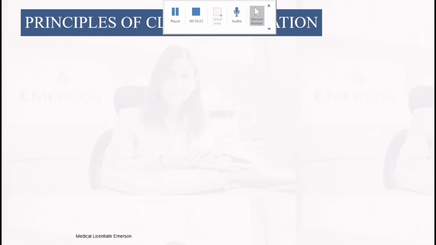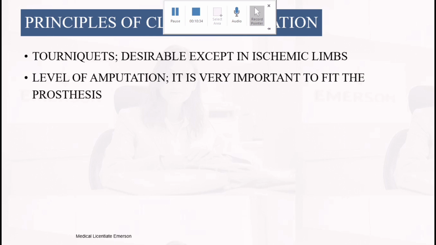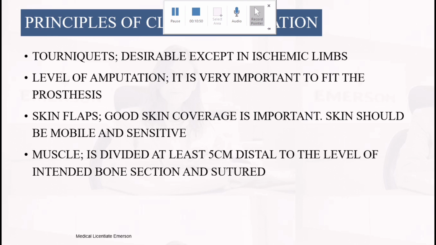Then principles of closed amputation. So we are starting with principles of closed amputation. So we have tourniquets, which is desirable except in ischemic limbs. Then we have level of amputation, which is very important to fit the prosthesis. Then we have skin flaps. So you need to have a good skin coverage, and the skin should be mobile and sensitive. So these are the principles of closed amputation. Then for the muscle, you have to divide the muscle at least 5 centimeters distal to the level of intended bone section, and it has to be sutured.